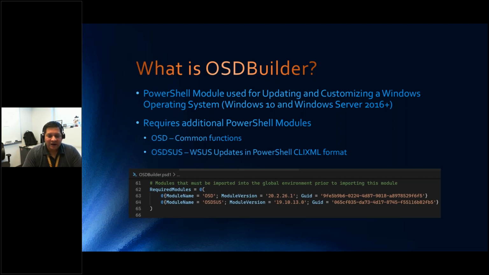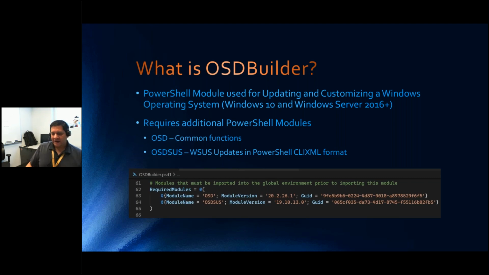Hopefully you are too. And one thing about OSD Builder in the last 6 or 8 months: there are 2 required modules that are part of OSD Builder. One is called OSD, which contains some common functions, and the other is OSDSUS, which contains all the exported WSUS updates. We can see this in my module manifest. For the OSD module, I'm always looking for the latest version.